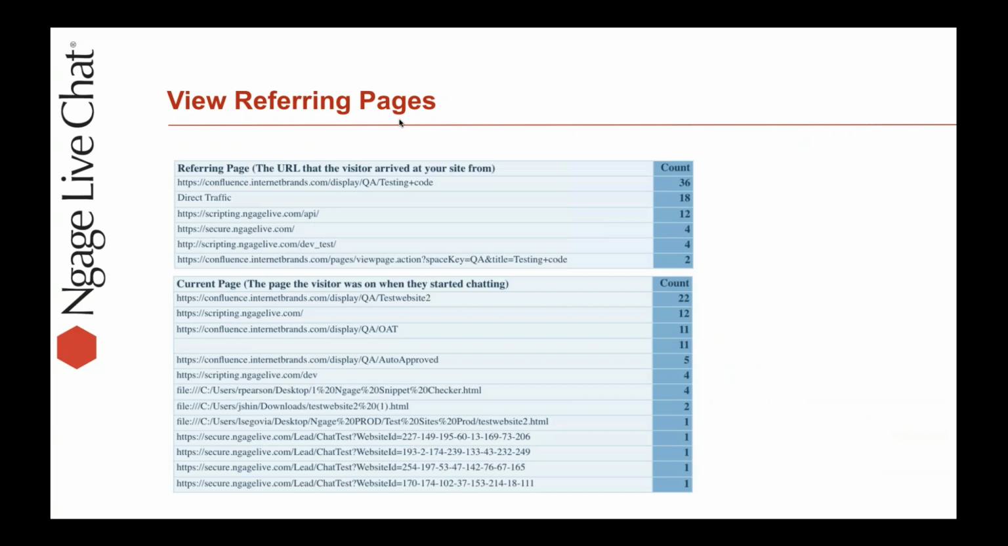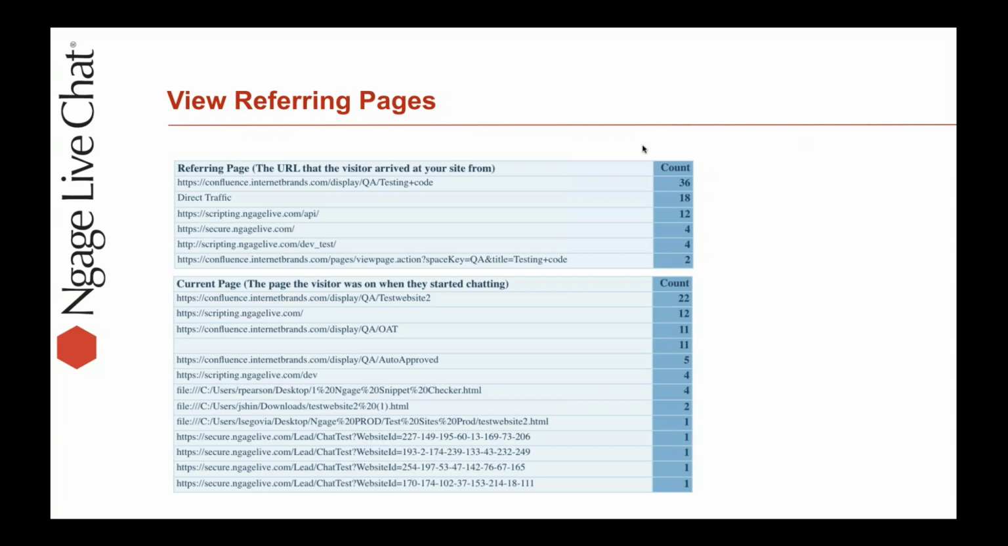So this next slide here is the referring pages and the current pages. What that means, the referring page is how the person found your site. This is primarily of importance from a marketing perspective, because it's telling you that people came to your site and chatted from this source or this source or this source. It's important to note that these are chats, not just visits.